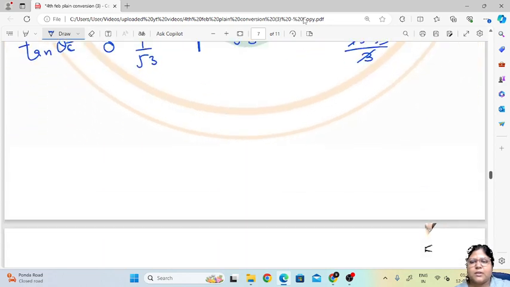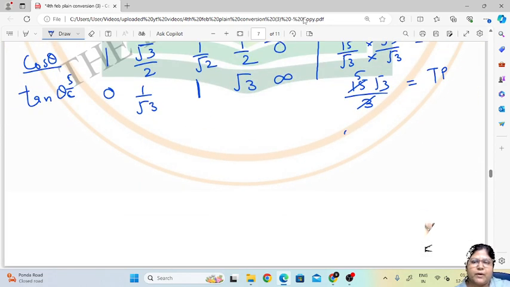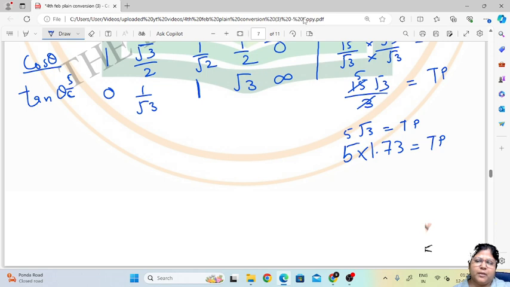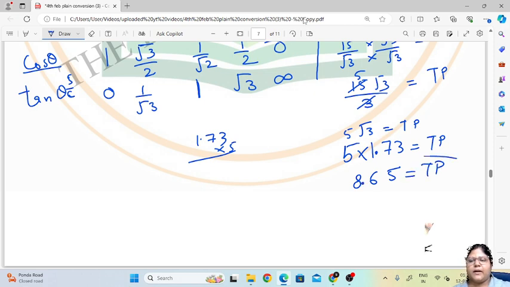Now when you see the question, you have been given the value of root 3. Yes? So root 3 value is given as 1.73. So 5 into 1.73, when you do it, you will get the value of TP. So 1.73 into 5. 5 3s are 15, 1 carry. 7 5s are 35 plus 1, 36. 3 carry. 5 1s are 5. 6 7 8. Decimal you will put 2 places before. So 2 places. So this is your height of the tower.